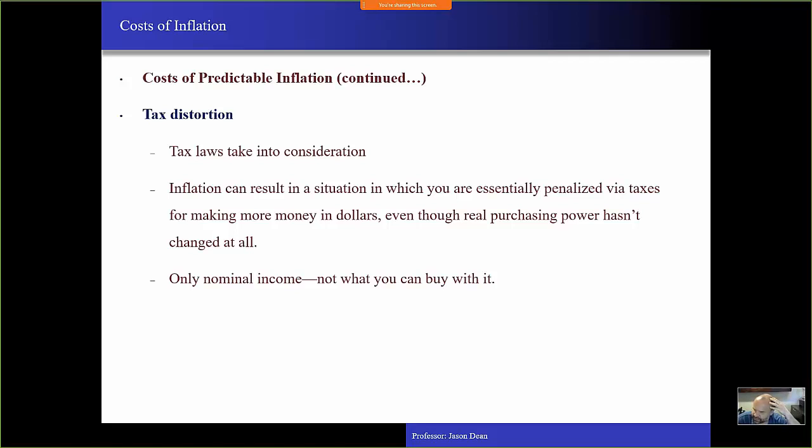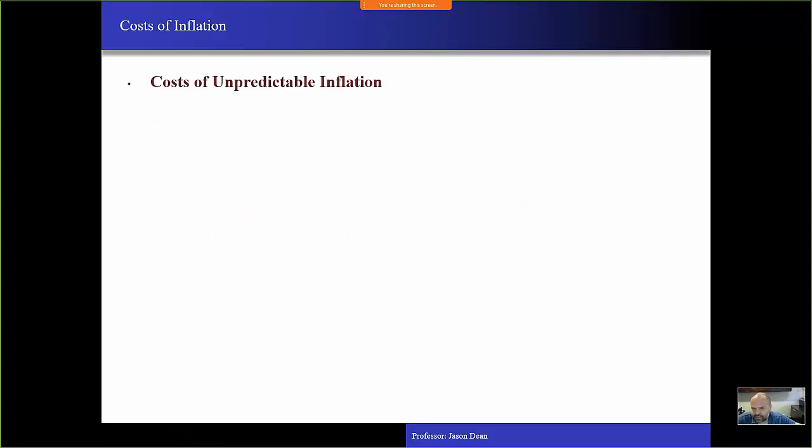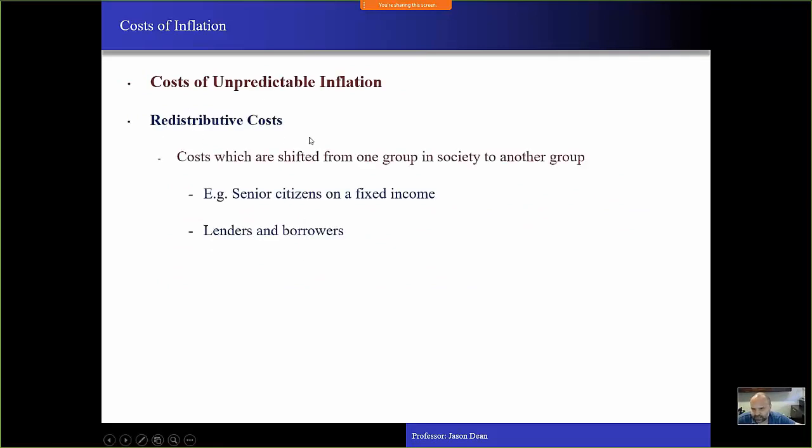So if it's $1,000, you made $100 in the year in interest, you're going to get taxed on that $100. But what if inflation was also 10%? Well, then you actually didn't make anything, but you're still going to have to pay tax on the $100. So that is an issue, even if inflation is predictable. Unpredictable inflation, well, you have redistribution costs.